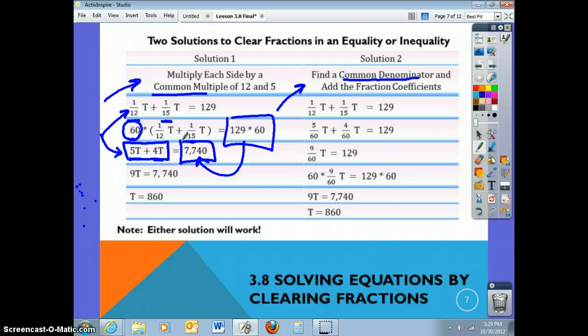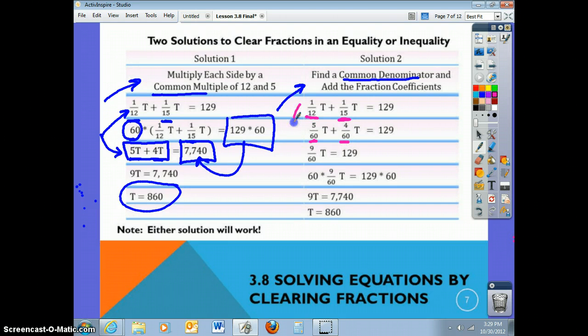At that point, you just have 5t plus 4t equals 7,740. 9t equals 7,740. Divide both sides by 9, you get 860. And you're done. Like I said, you can, however, use a common denominator for these. So I look at 12 as a denominator, I look at 15 as a denominator, and I ask what is a common denominator of both of those? And 60, again, is a common denominator.